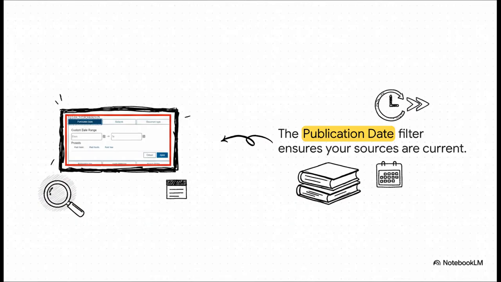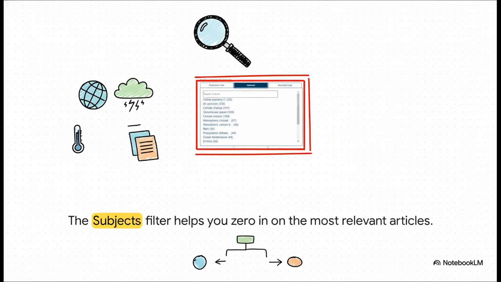In a lot of fields, current research is absolutely everything. The publication date filter is perfect for that. You can easily limit your results to just the past year or set any custom range you want to make sure your sources are fresh and totally relevant. The subjects filter? This thing is fantastic for cutting through all the noise. A search for global warming might bring up a ton of articles, but this filter lets you focus only on the ones that are truly about a specific part of it, like climate change or greenhouse gases.